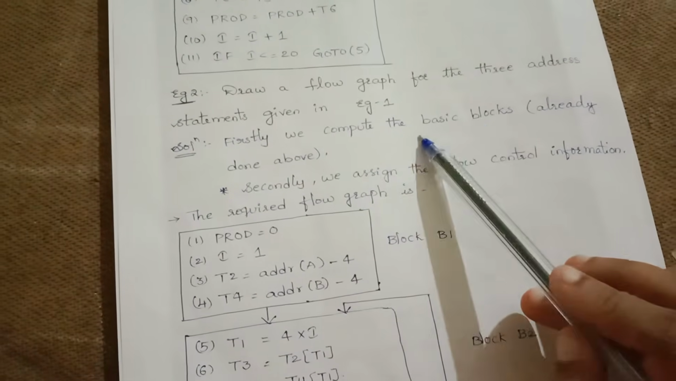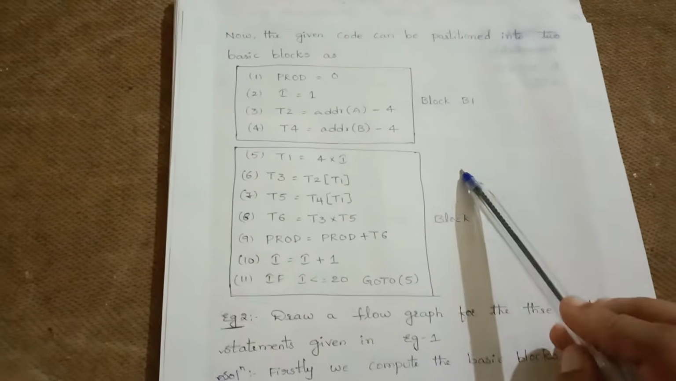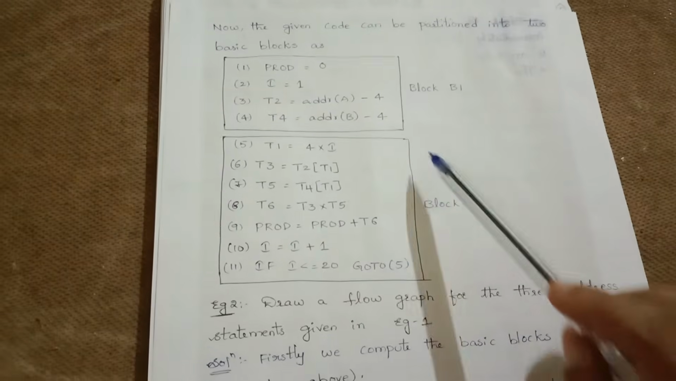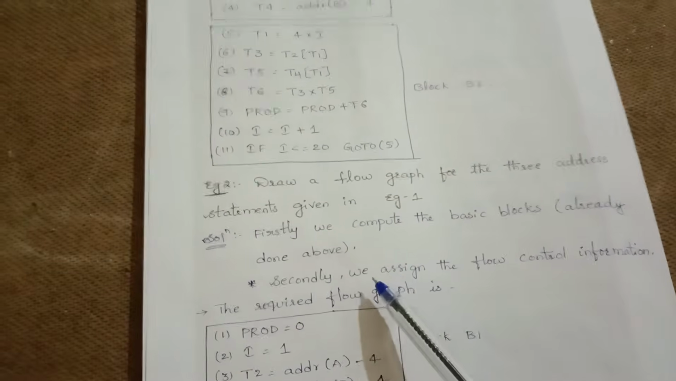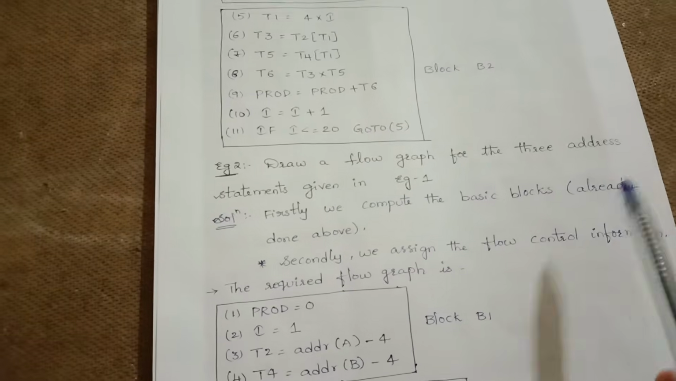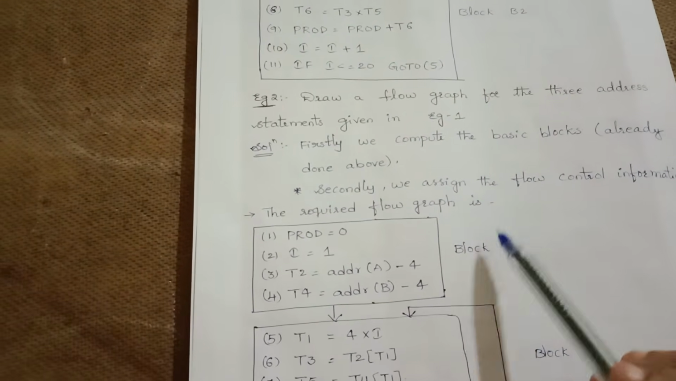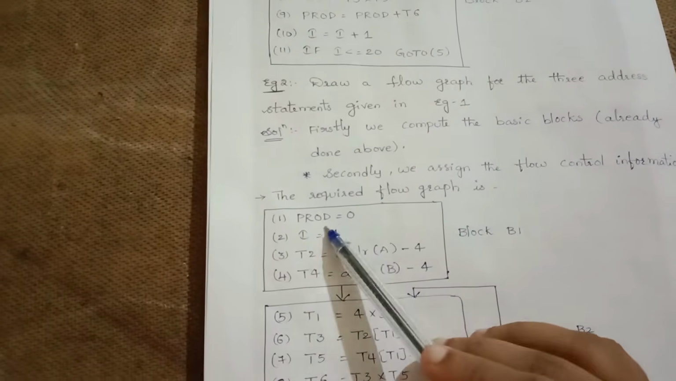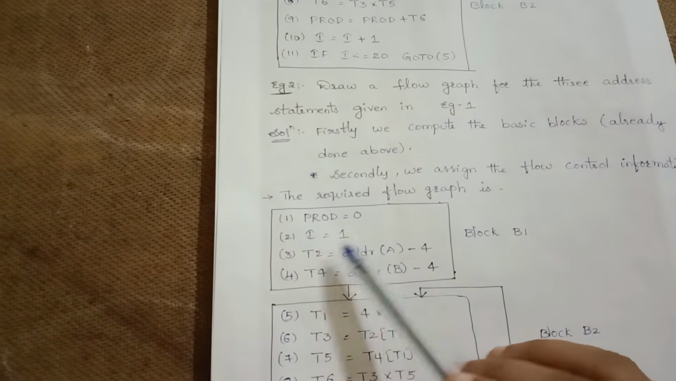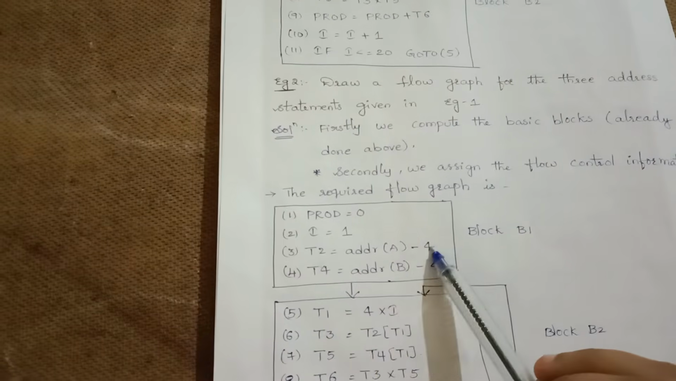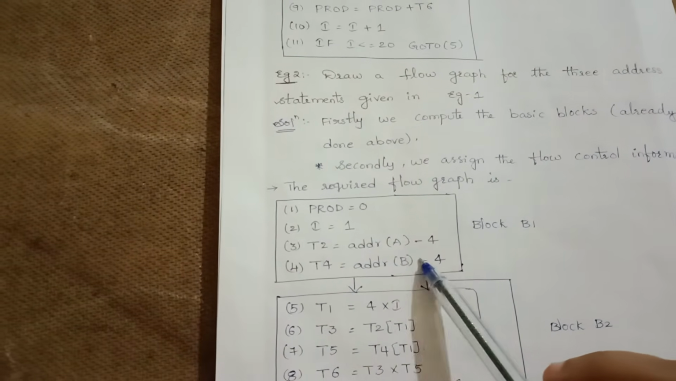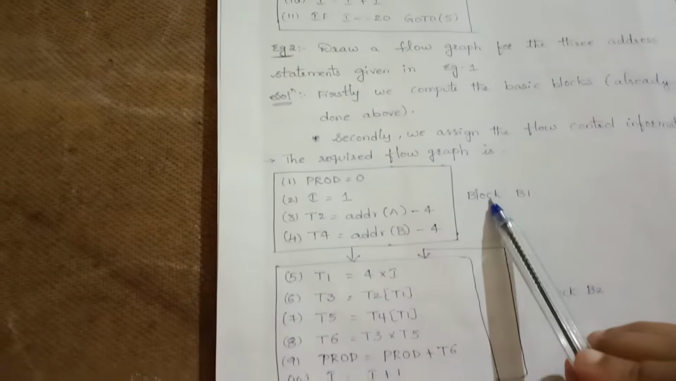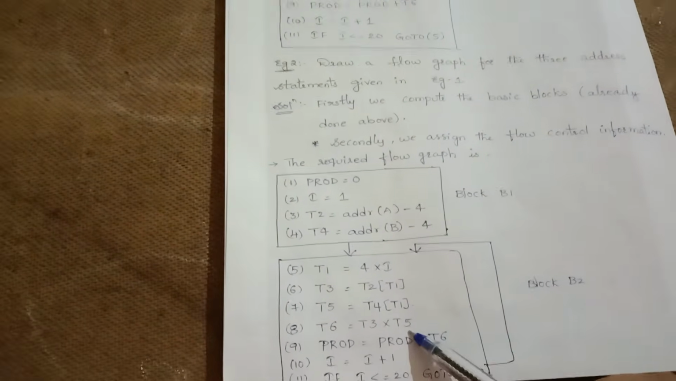So firstly, we compute the basic blocks. Block 1 and block 2, in this way we need to compute. And next we assign the flow control information, so that the required flow graph will be in this format. So product is equal to 0, I is equal to 1, T2 is equal to address of A minus 4, T4 is equal to address of B minus 4. So this is in block 1, and in block 2 we have the same as what we have written here.